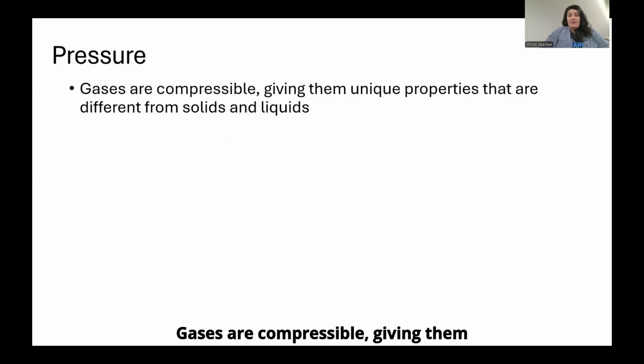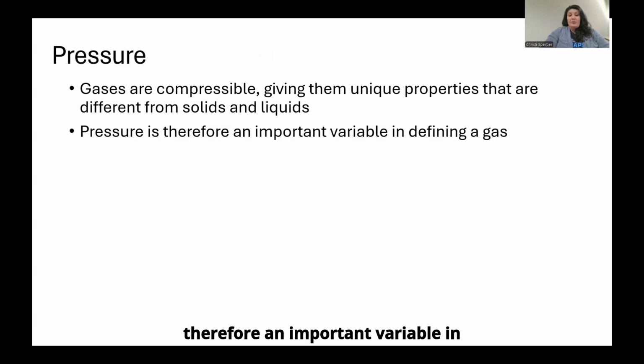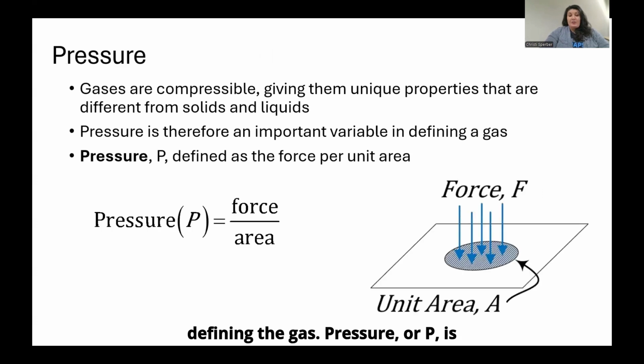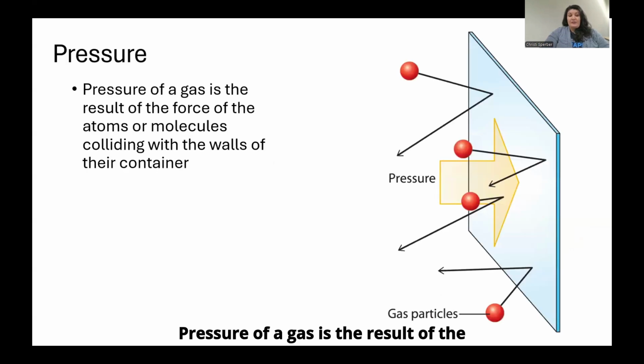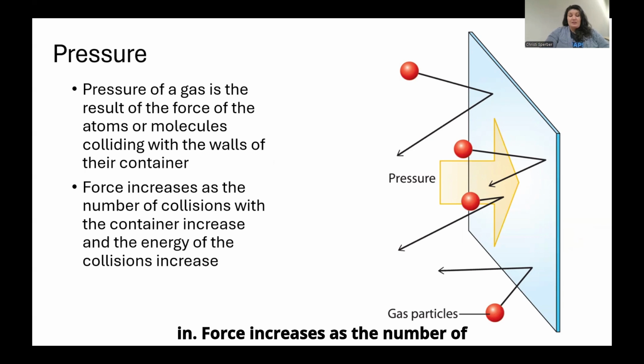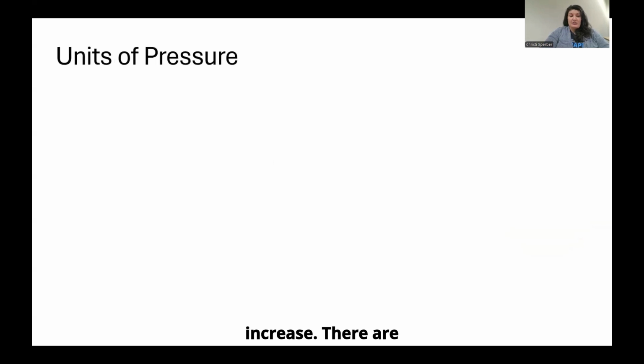Gases are compressible, giving them unique properties that are different from solids and liquids, and pressure is therefore an important variable in defining a gas. Pressure, or P, is defined as the force per unit area. The pressure of a gas is the result of the force of the atoms or molecules colliding with the walls of their container. Remember, the molecules of gas are in constant motion. They're constantly moving until they hit something, so they're constantly hitting the sides of whichever container they're in. Force increases as the number of collisions with the container increases and the energy of the collisions increases.